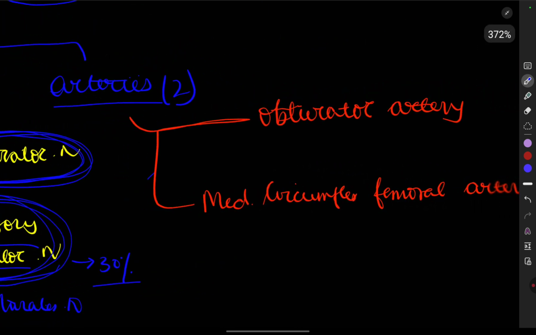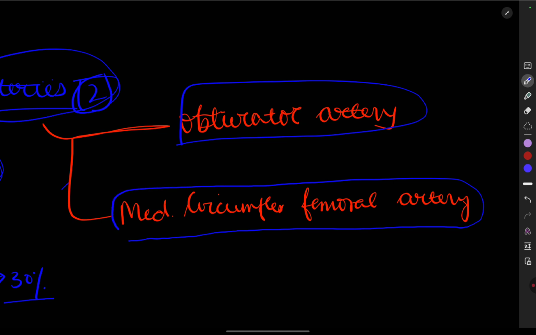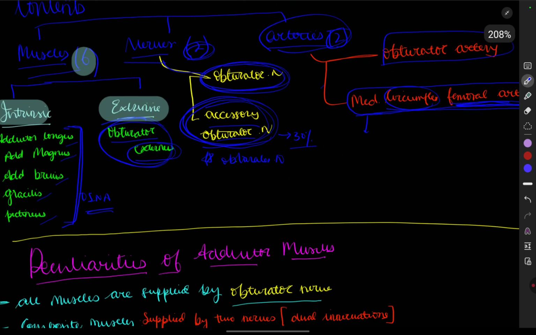Now about the arteries. There are two arteries: the obturator artery and the medial circumflex femoral artery. We are studying the medial compartment, so of course the medial circumflex femoral artery is the artery that supplies the medial compartment of the thigh.